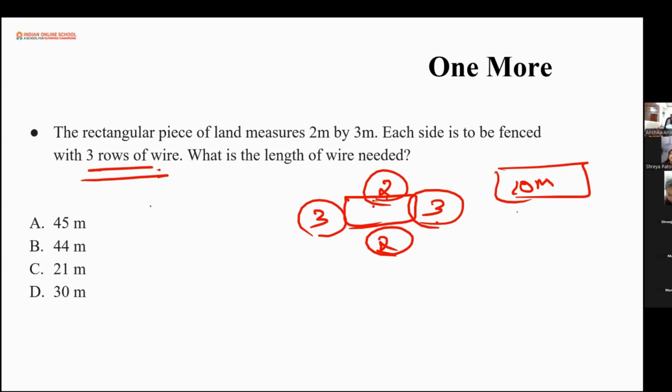Okay. Now you found the perimeter. So it's done with 3 rows. So you have to find 3 times the perimeter. 3 times perimeter is 3 times 10. That's 30. Did you understand now? Yes, ma'am. Good.